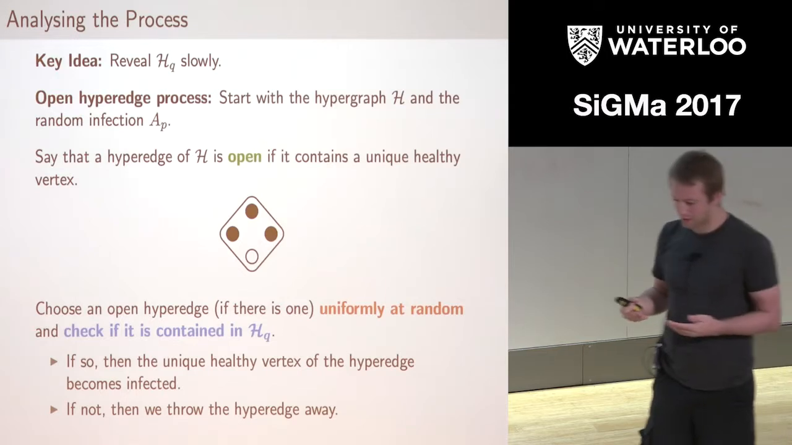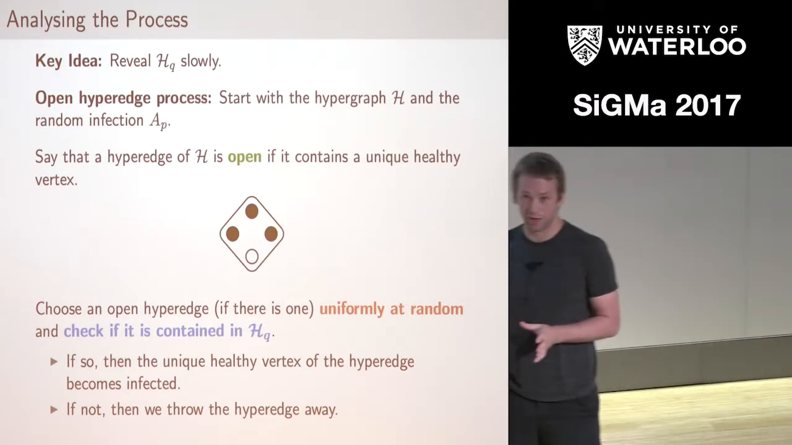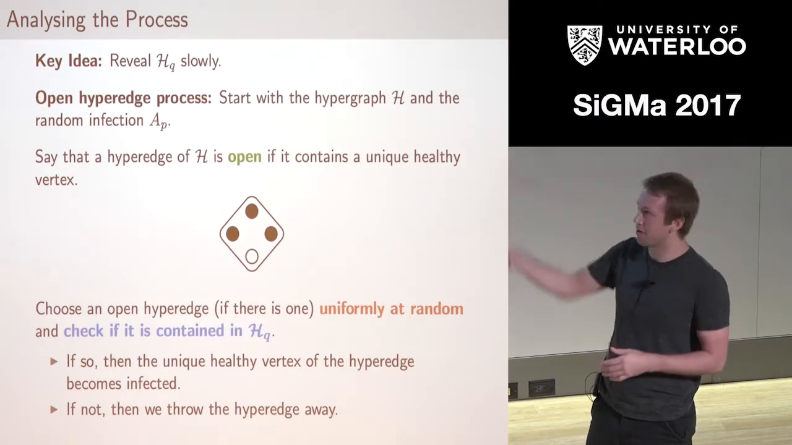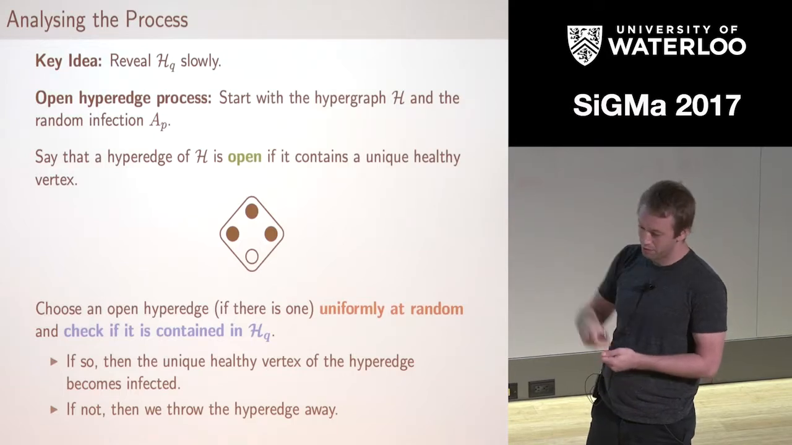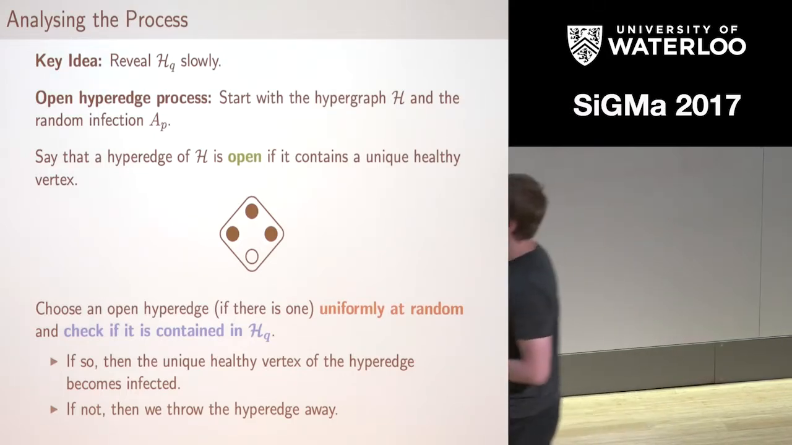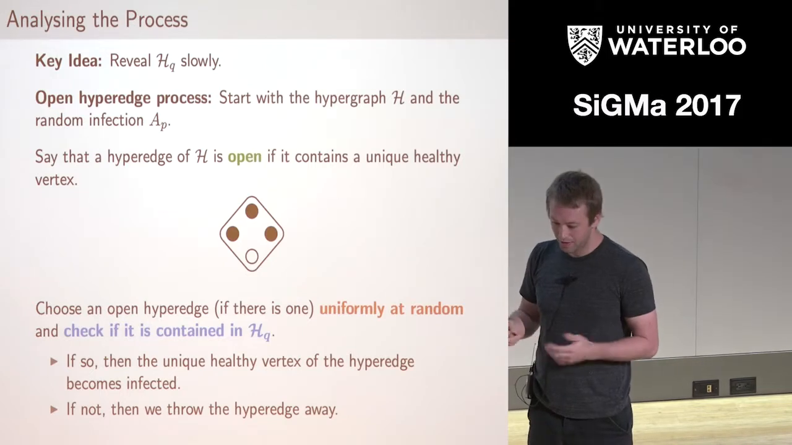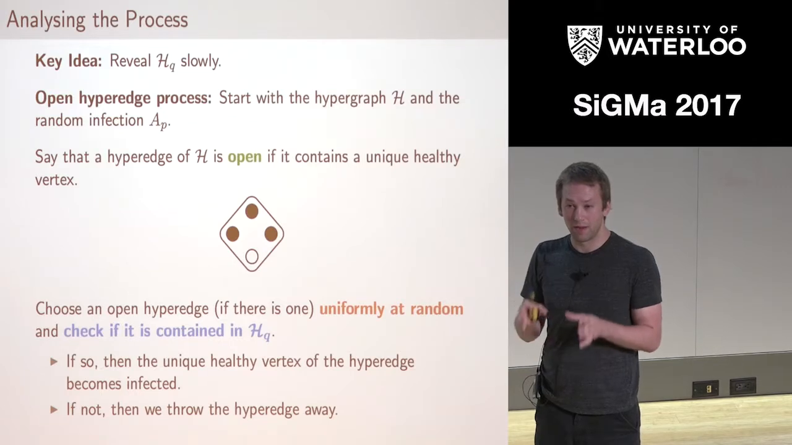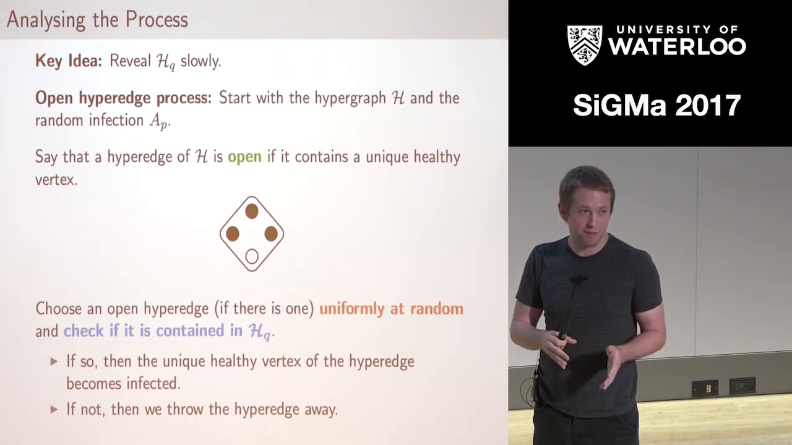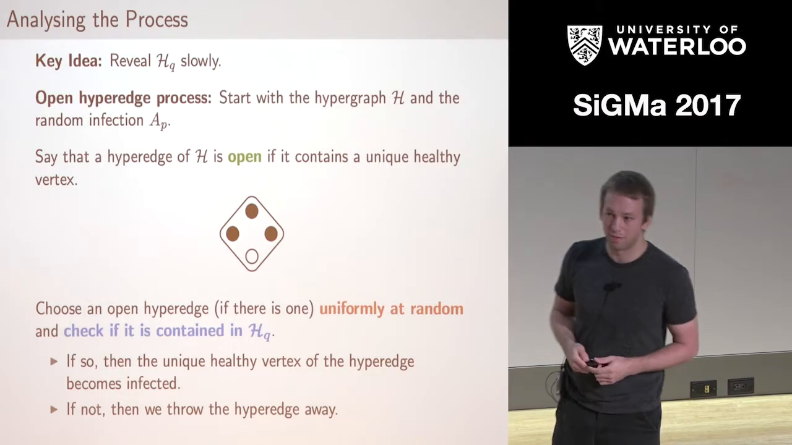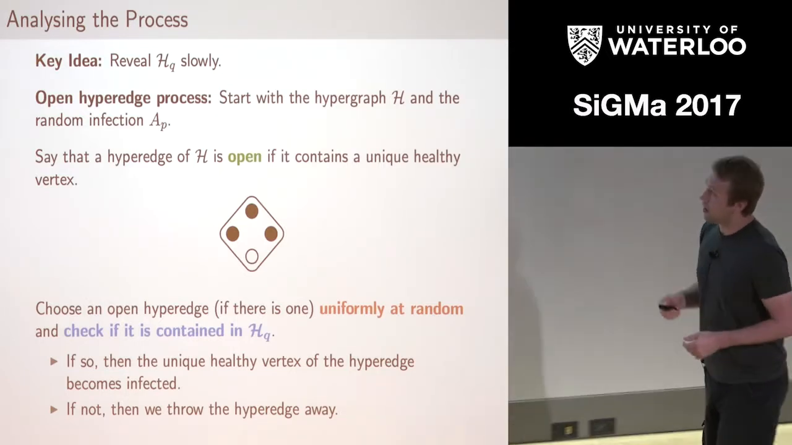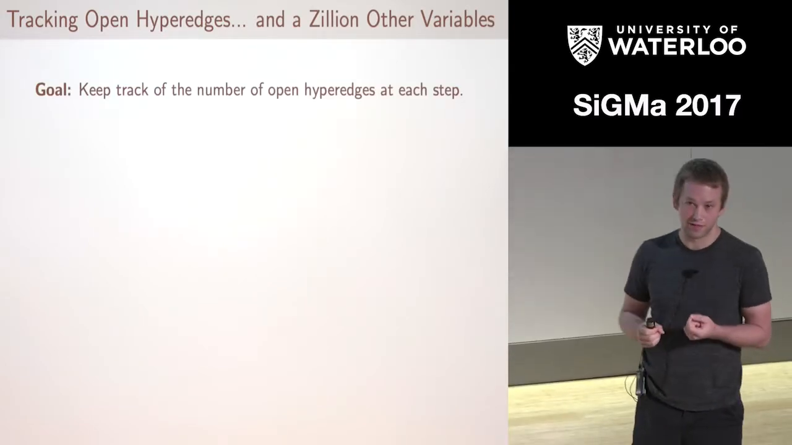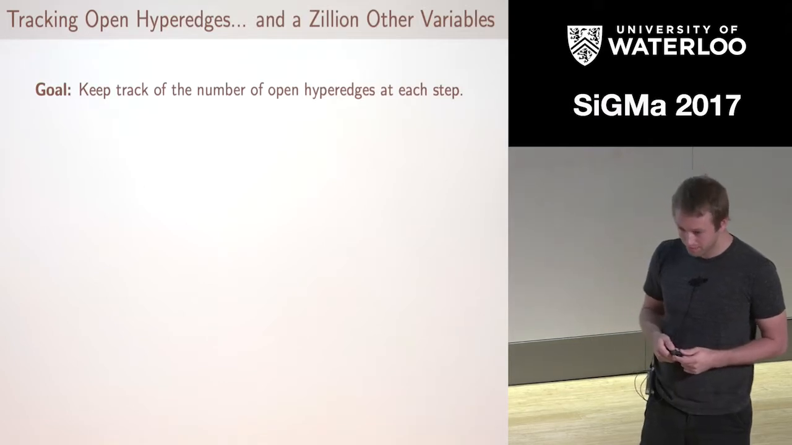Okay, and then you can keep repeating this, right? Now you have a different set of open hyperedges, because you may in fact have a different infection, or at least you've thrown one away, so you have a smaller set of open hyperedges. You keep repeating this, and it's not hard to see that the infection at the end of the process will be the same as if you just ran the normal Bootstrap process. Okay, so then everything comes down to really tracking the number of these open hyperedges as the process evolves.